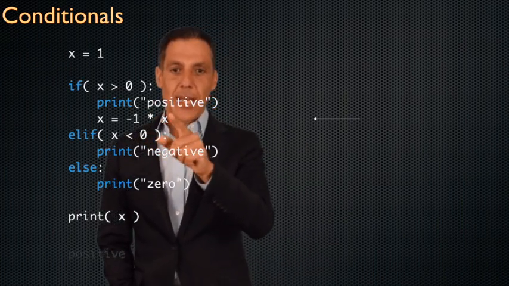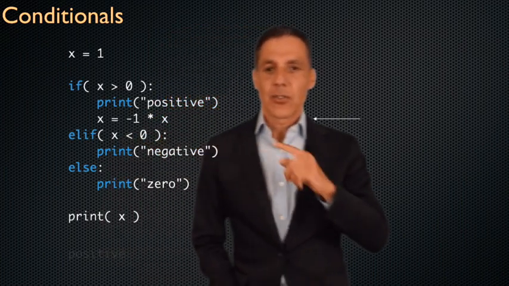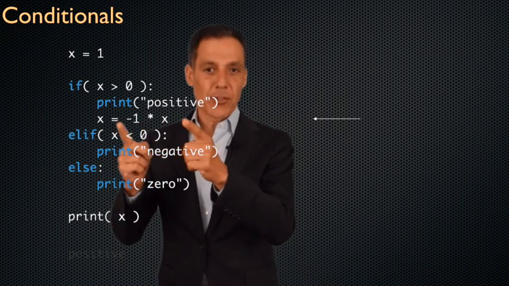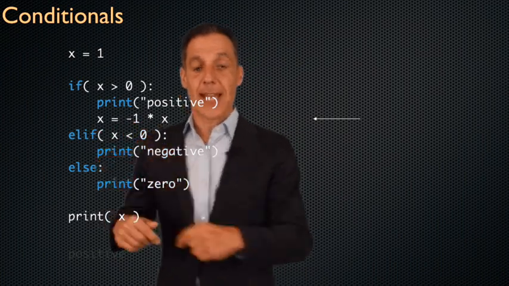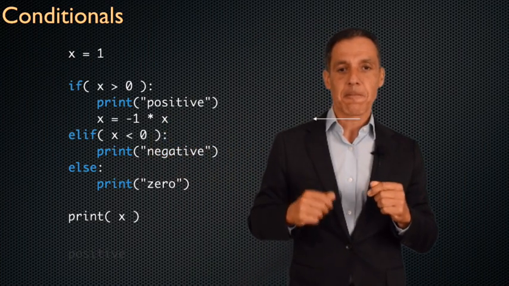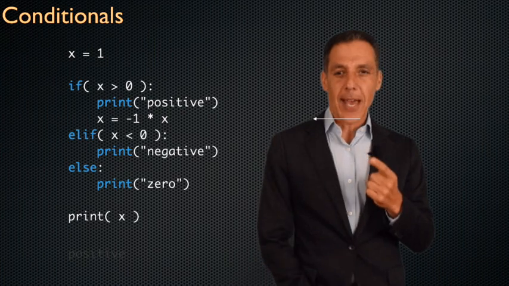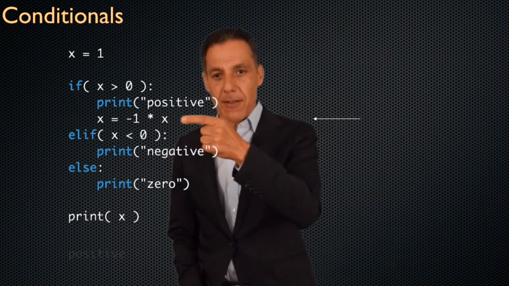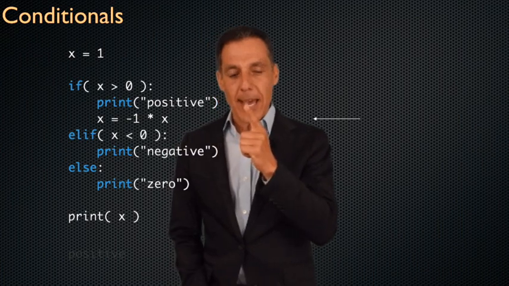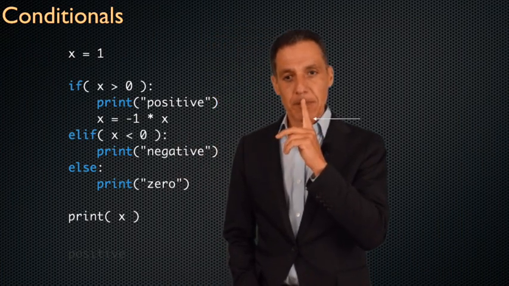X is equal to negative 1 times x. So what am I doing here? I'm taking the current value of x, and then I'm going to negate it, multiply by negative 1, and then reassign it to x. So at this point, x is negative 1. Okay? Now the question is what happens next. So here I am in the body of the if. X is equal to negative 1. And what happens next? So think about it for a second.